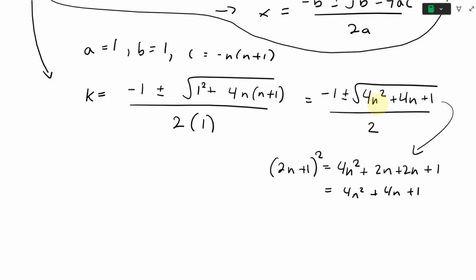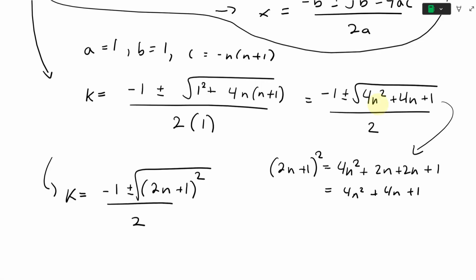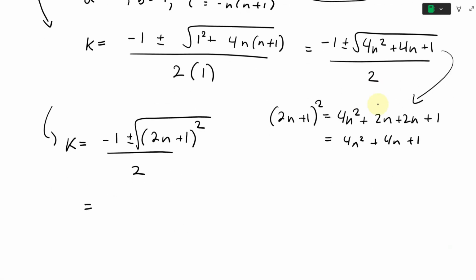So what this means is now we could write k is equal to negative 1 plus or minus the square root of 2n plus 1 squared, divided by 2. Then the square root cancels, and we're left with negative 1 plus or minus 2n plus 1, divided by 2.